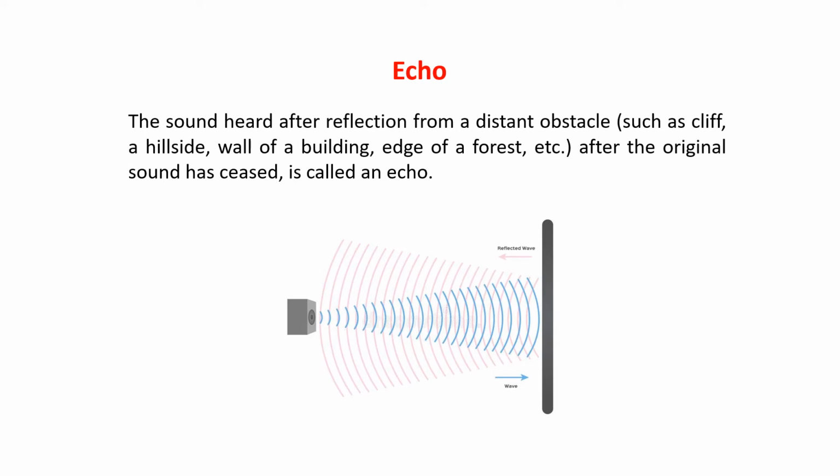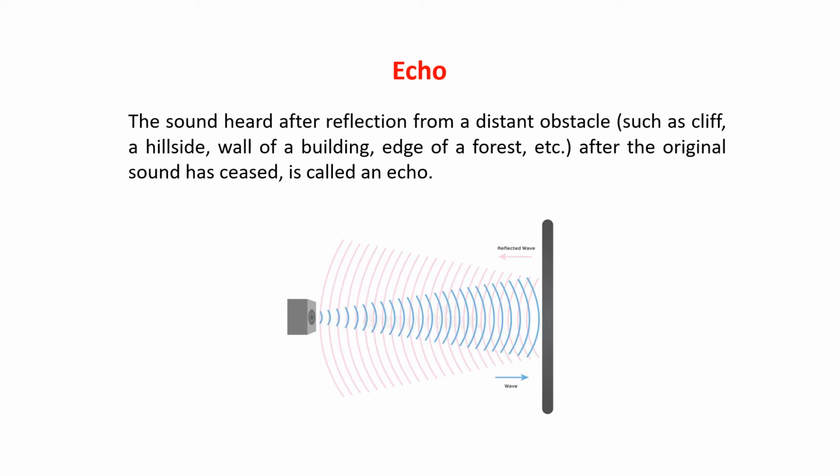Echo. The sound heard after reflection from a distant obstacle such as a cliff, a hillside, wall of a building, edge of a forest, etc., after the original sound has ceased, is called an echo.